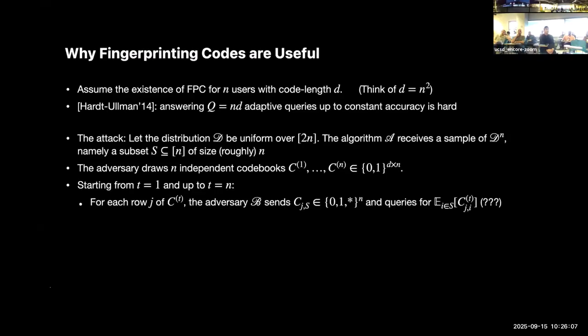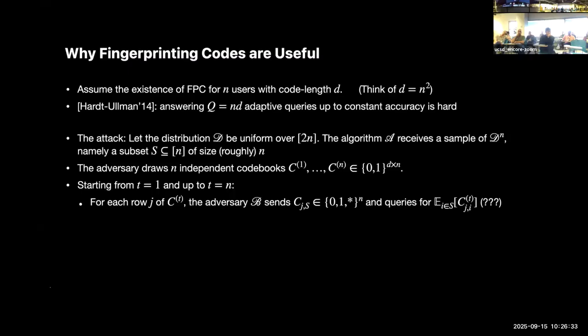In each epoch there will be D rounds of interaction, where in each round the adversary looks at one row of the codebook. For now, let's say the adversary only sends the C sub J's to the algorithm and queries for the average of C sub J I, where I is uniform from S.